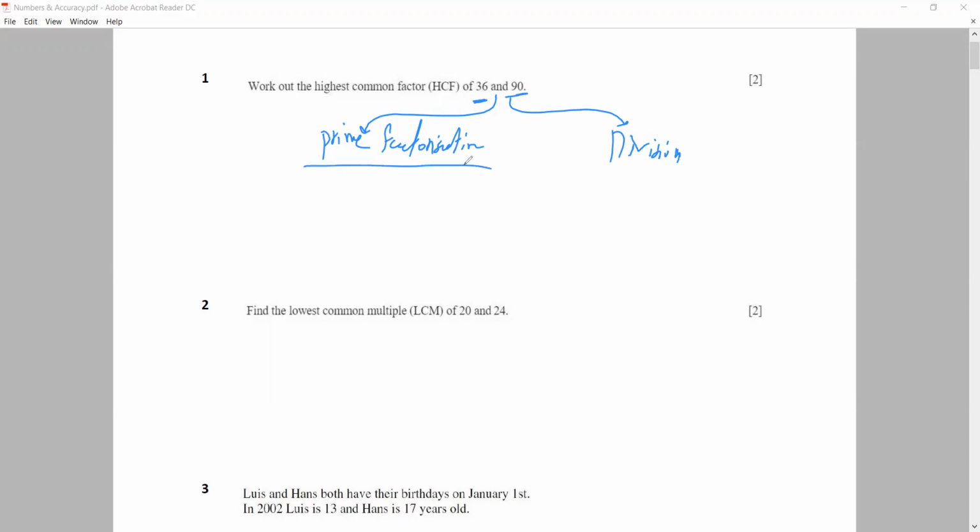In this method, you have to rewrite each number as the product of its prime factors. So 36 can be rewritten as 2 squared times 3 squared, right? And 90 can be written as 2 times 3 squared times 5. If you're wondering how I got these numbers, I already discussed this in a previous video, but I'm going to do it quickly here.